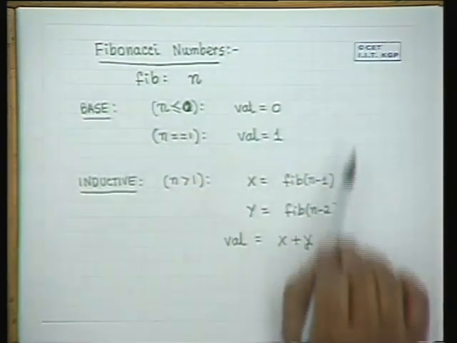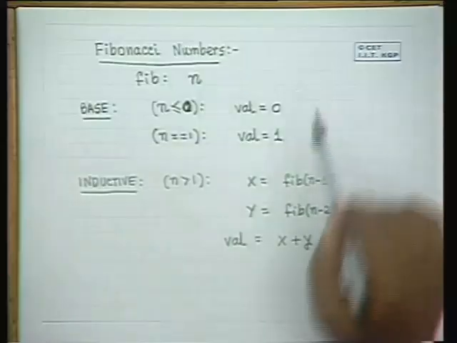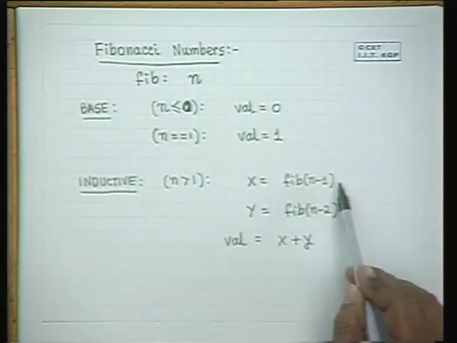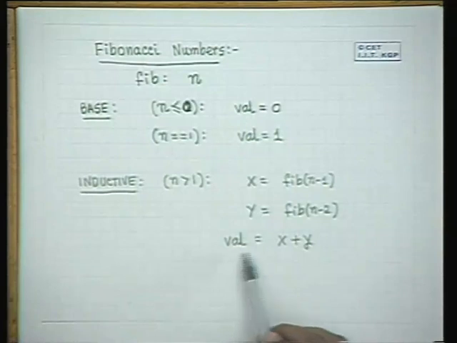This is the complete definition of the Fibonacci number problem. So, these are our two basis conditions. Now, we have got a problem decomposed into two subproblems, and this is the recomposition.